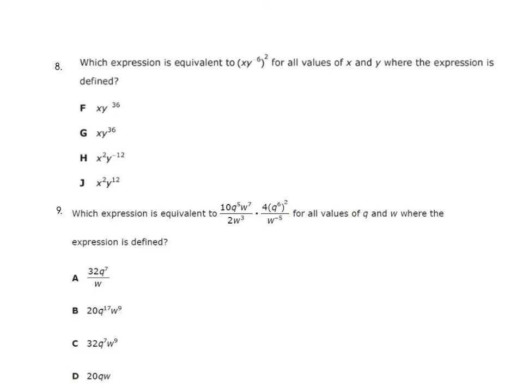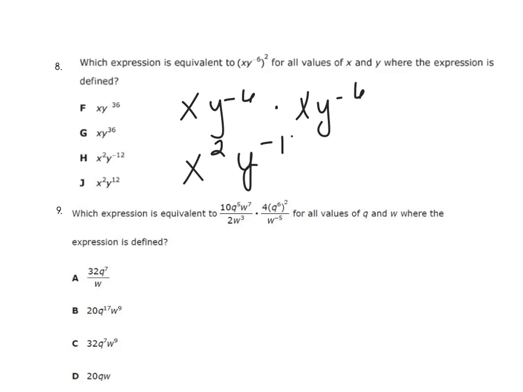Okay, so number 8. Which expression is equivalent to xy to the -6, and the whole thing is taken to the second power? So we're going to split up that, distribute the 2, because what that means is xy to the -6 times xy to the -6. So that's x times x, which is x squared. Y to the -6 times y to the -6 is y to the -12.